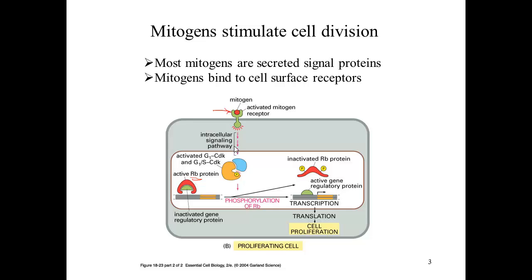When a mitogen binds, it'll start a signaling cascade where a kinase will eventually phosphorylate the retinoblastoma protein, which inactivates it. This allows the transcription factors to bind transcribed genes that are going to promote the transition to the S phase and allow the replication of your DNA.